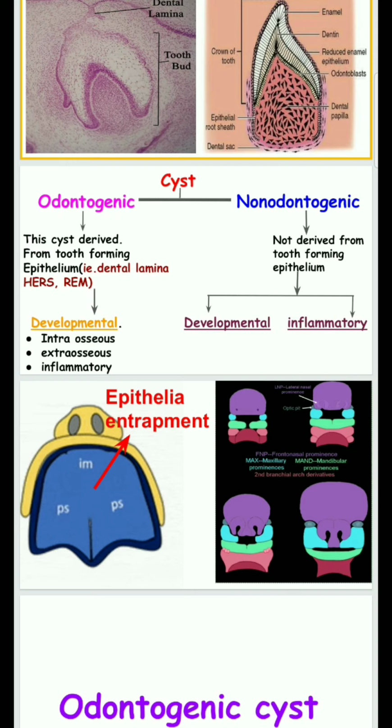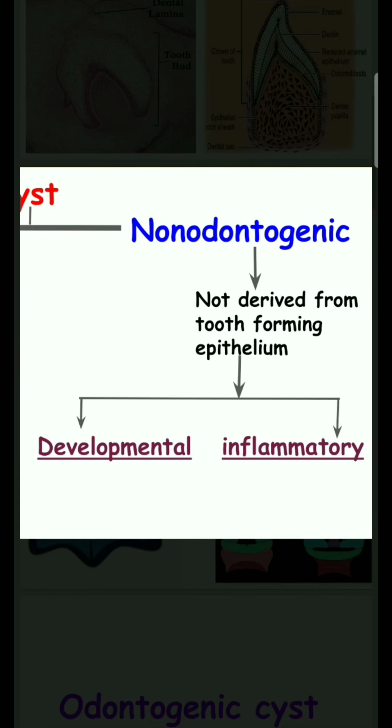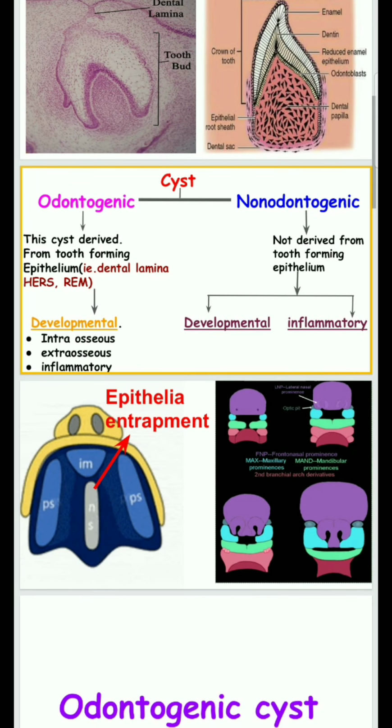Non-odontogenic cysts are not derived from tooth forming epithelium. That means they are not derived from the tooth forming epithelium; it is due to epithelial entrapment. The odontogenic cyst is developmental. This cyst is formed along with the tooth formation, so it is called developmental. Non-odontogenic cysts are also classified into developmental and inflammatory. This cyst is also formed along with the growing baby.